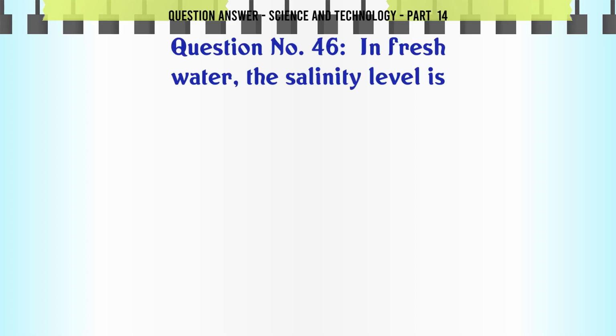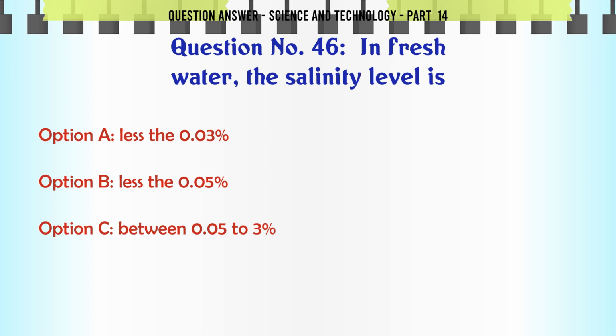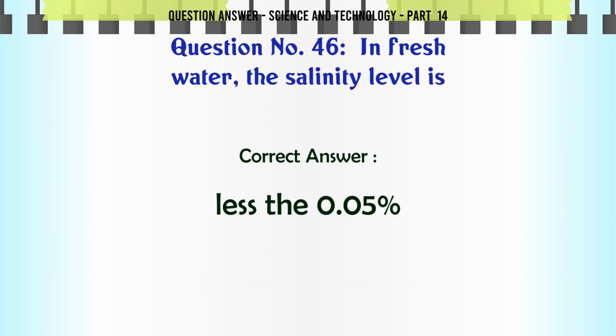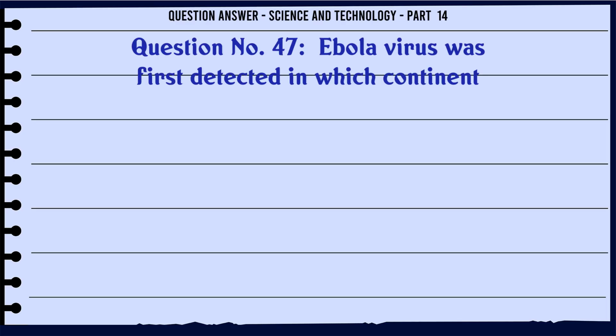In fresh water, the salinity level is A. less than 0.03%, B. less than 0.05%, C. between 0.05 to 3%, D. between 3 to 5%. The correct answer is less than 0.05%.